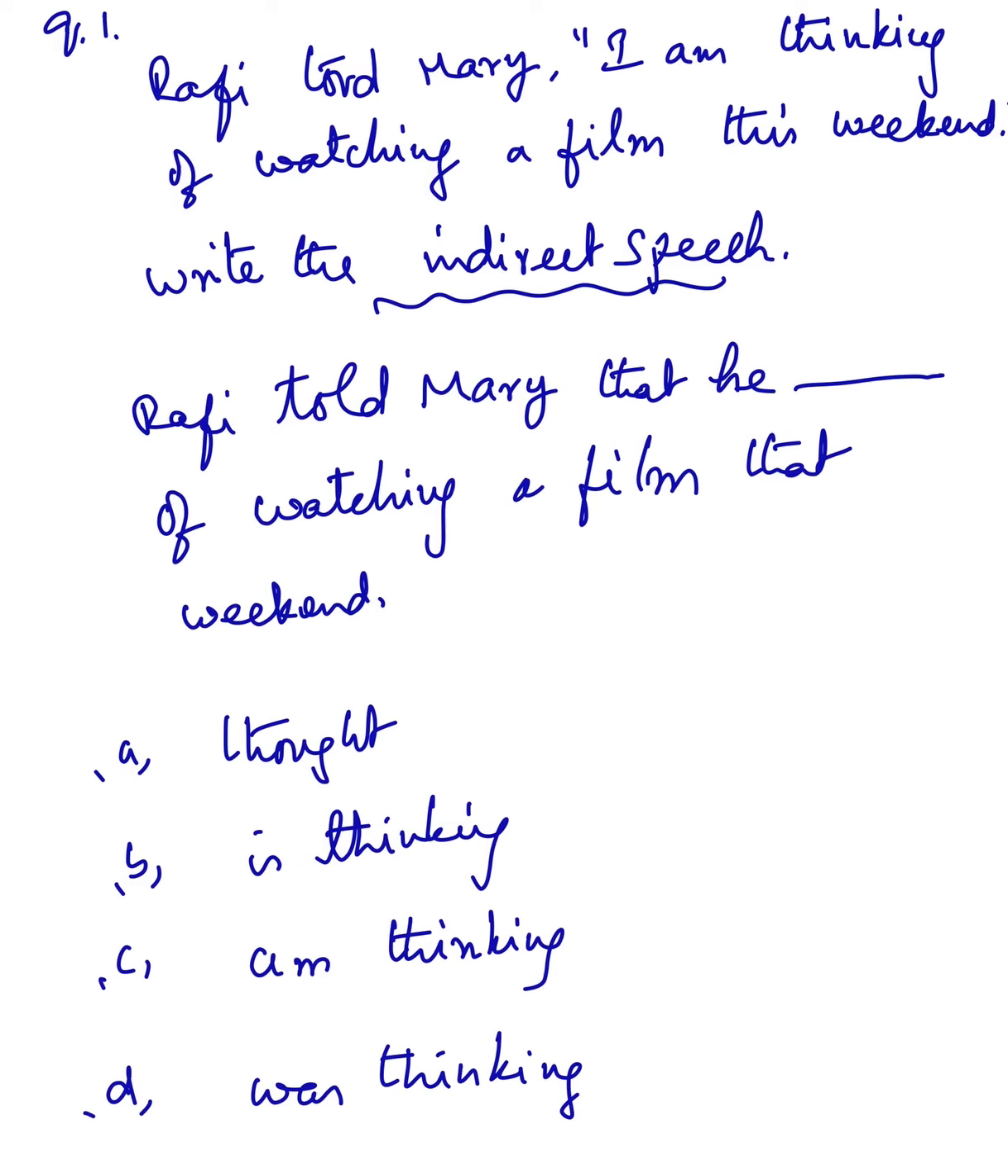In this question, Rafi told Mary in direct speech, "I am thinking of watching a film this weekend." We are asked to write the indirect speech. The apostrophes and the comma are removed and "that" is written. After this, all the tenses inside the sentence will be converted to their past tense. So "I am thinking" will become "I was thinking of watching a film this weekend." This will become "that," which is given here. Every present tense that appears in the sentence will become its past tense. So "am thinking" will become "was thinking." Answer will be D.